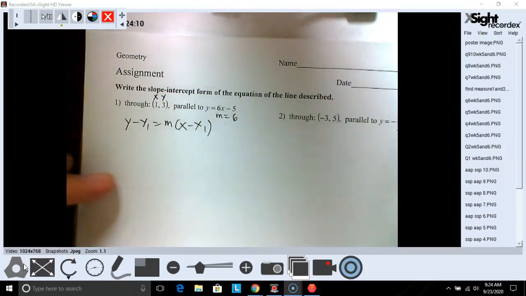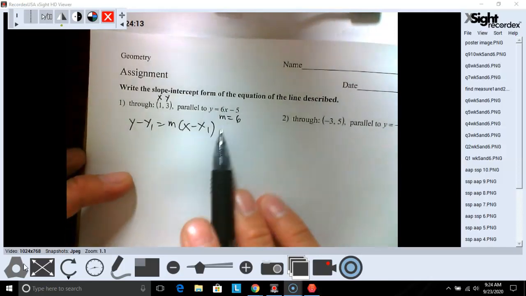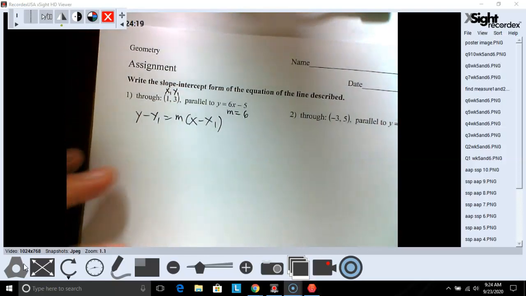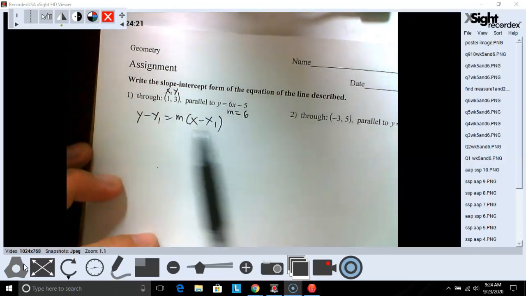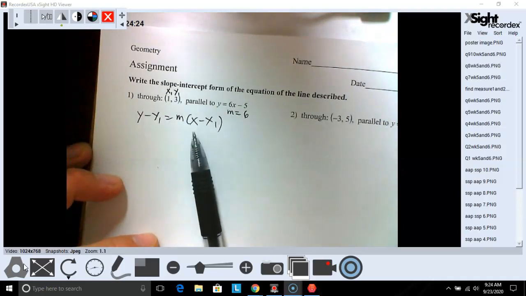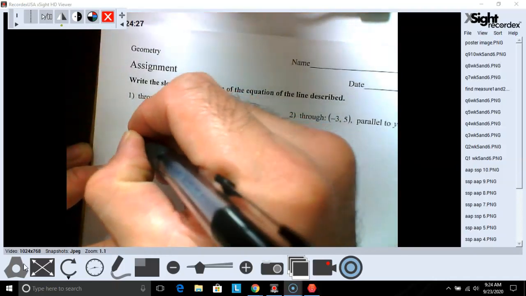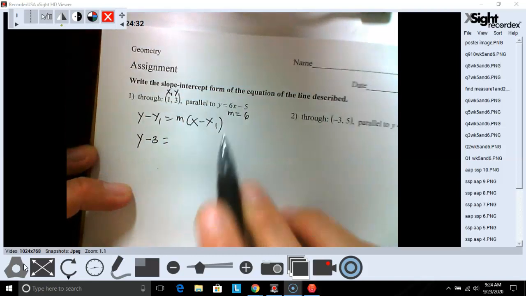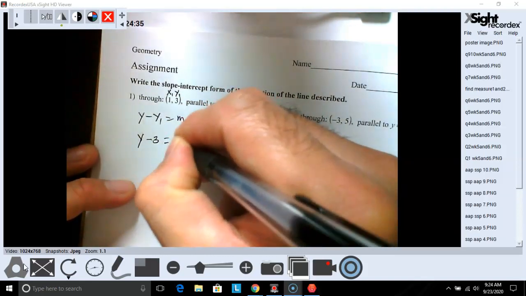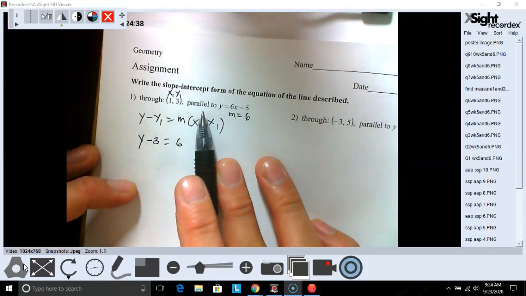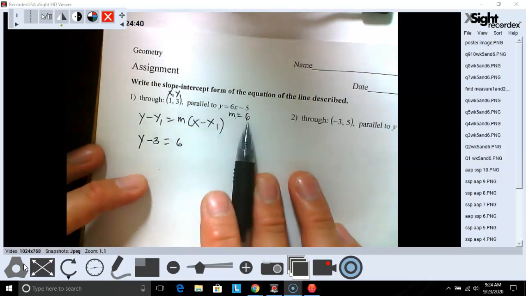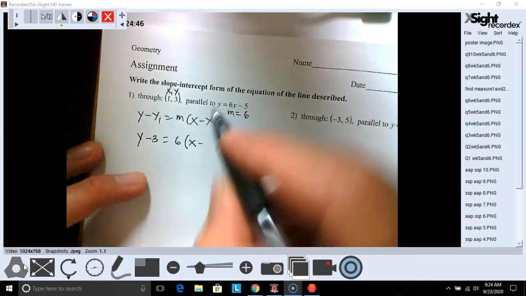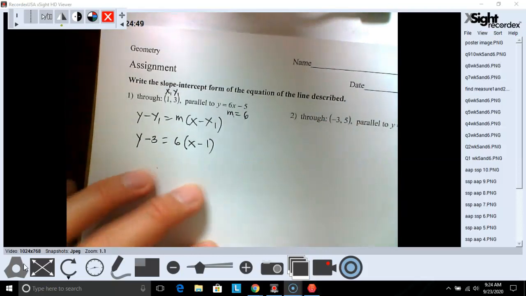Our slope here is 6. Once you figure those things out, this is your x sub 1, this is your y sub 1. All you need to do is to substitute all of them in this formula right here. So this is how it looks. Your y sub 1 is 3. And since your slope is 6, you put 6 out here. Remember, for parallel lines, the slopes are equal. So we put 6, the same thing. Write down the x sub 1, which is 1.